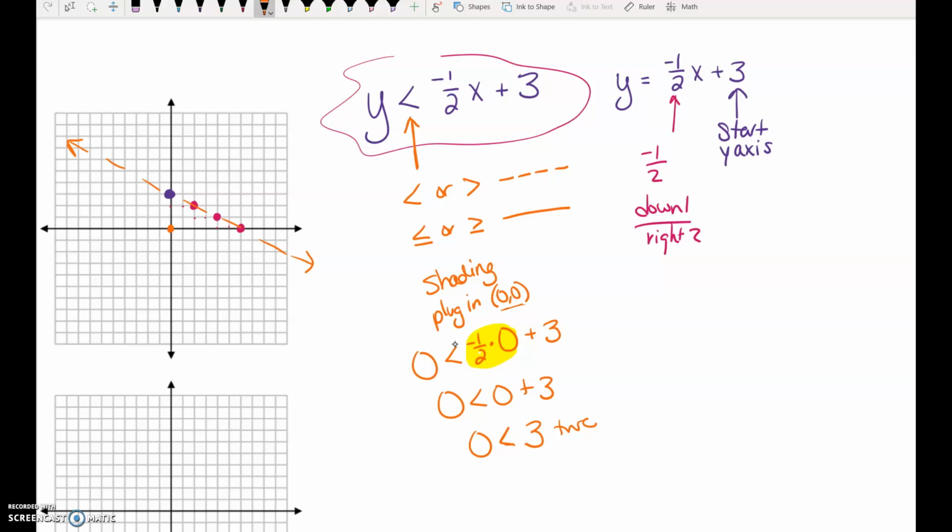That means that this point worked. So if 0, 0 works, then shade the side that has 0, 0 in it. So this is the side with 0, 0. That's the side that we would shade.